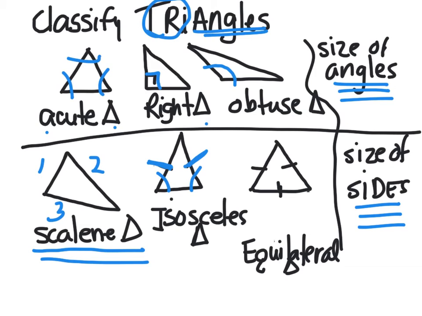And then the third way is an equilateral triangle, and that means that all sides are equal. So if the whole triangle measures, the inside measure is 180 degrees, you know that each one of these is going to be 60 degrees, because 60 times 3 is 180.